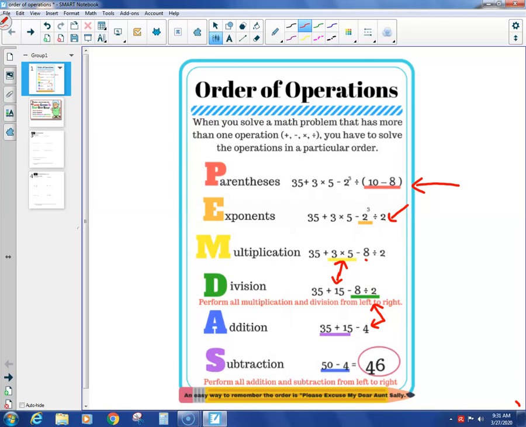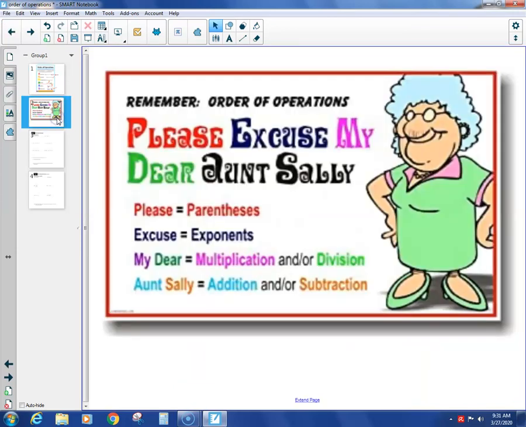And then, of course, the last part of it is addition and subtraction. Again, those are also on the same level of importance, so you perform those operations from left to right. And so you can see that they took care of the addition first, because that was the first item to show up from left to right, and then finally they subtracted, giving us our final answer here of 46. Now, a lot of you, as we said, know this as PEMDAS. Others of you remember this as Please Excuse My Dear Aunt Sally. And there's a lovely picture of Aunt Sally there.